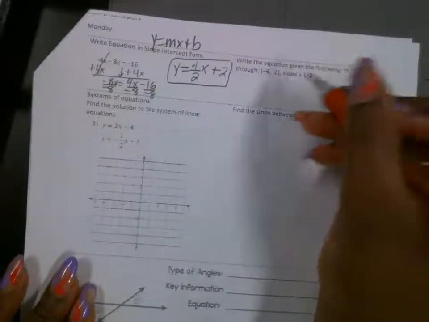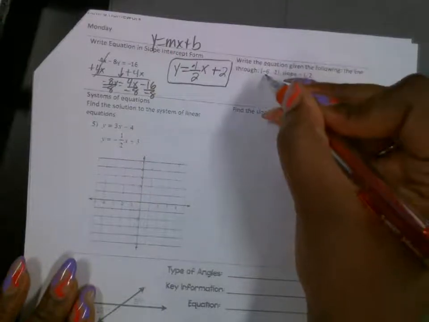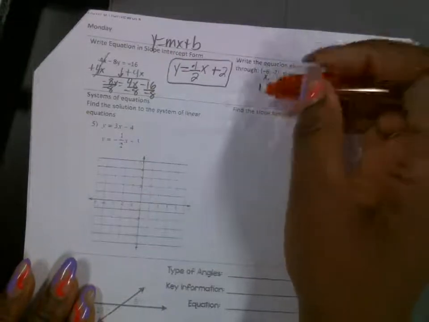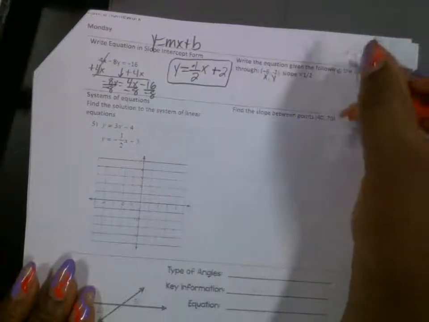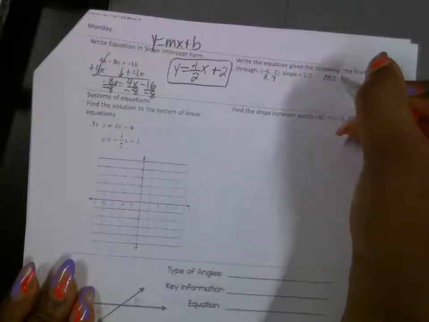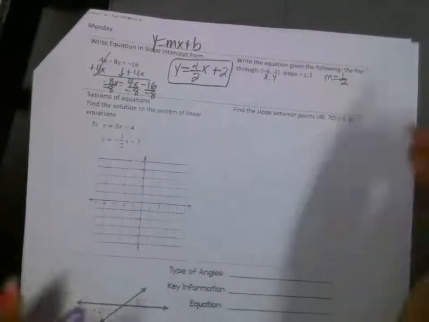For the second one, to write an equation for this, you're given a point. This is your y coordinate. This is your x coordinate. And they tell you what the slope is, which is m. M is equal to 1/2. So the only thing you need is b. So you have to find b. I'm going to do that over here because this is the most space, okay?